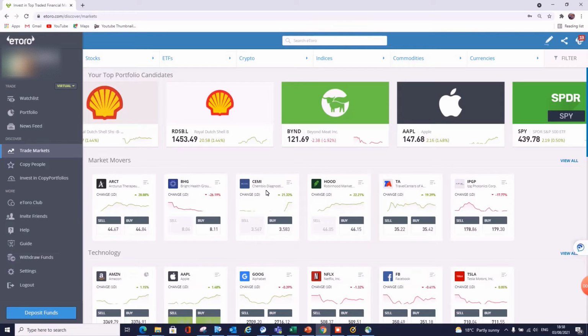Anyway, let's get right into it. Okay, so the first thing you can do is log into your eToro account. I'm going to assume you already have one of those. If not, you can sign up. I'll put the link in the description.